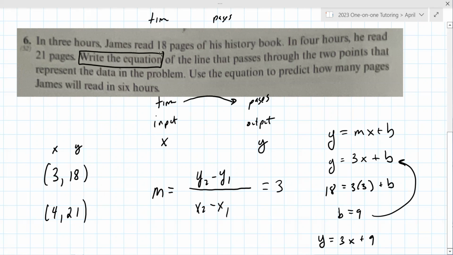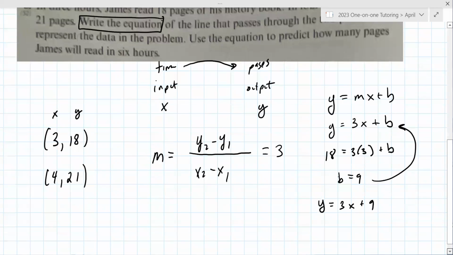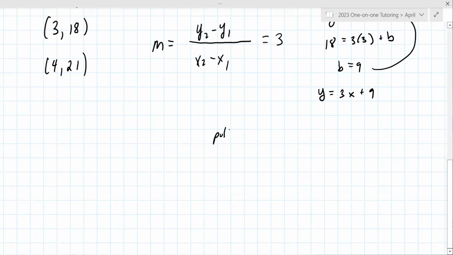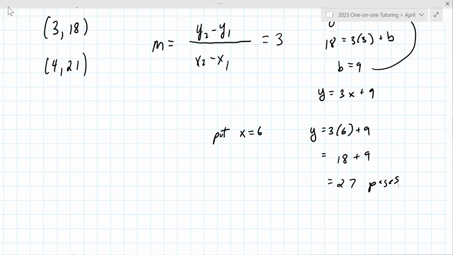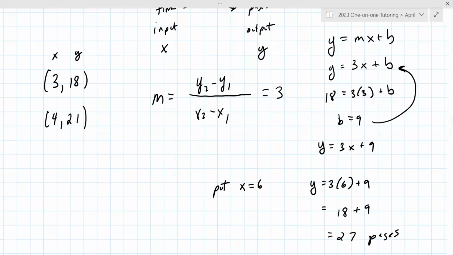Now we're going to use the equation to predict how many pages James will read in 6 hours. Is 6 x or is 6 y in this case? 6 is x. That's right. So we're going to put 6 in for x, where x equals 6, y equals 3 times 6 plus 9, which is 27 pages. All right, we can move on.